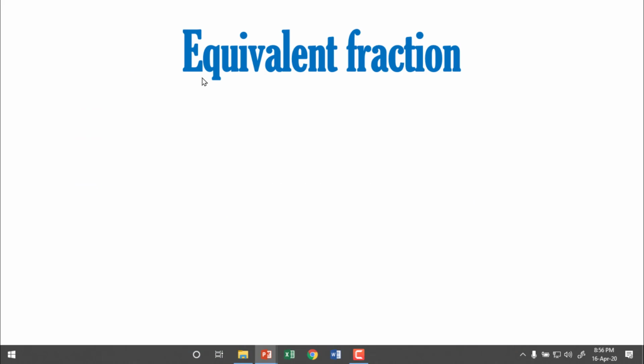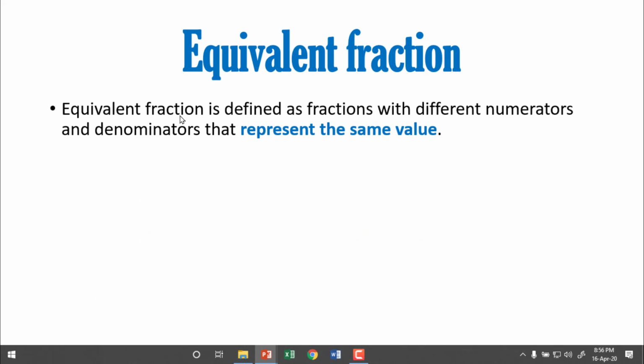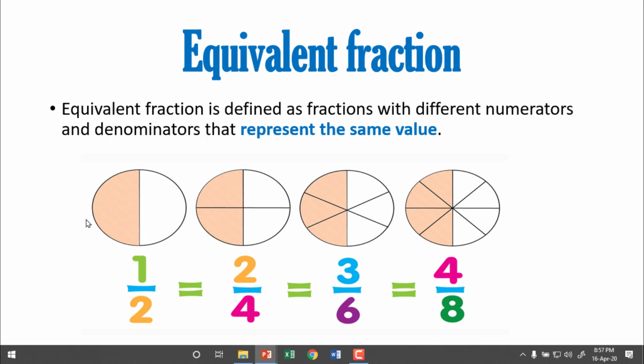Let's learn a new one, equivalent fraction. What is an equivalent fraction? Equivalent fractions are defined as fractions with different numerators and denominators that represent the same value. Let me make it clear. Here, a circle whose half part has been colored and the other half has not been colored. So this situation we can write as 1 by 2. That means one part out of 2 parts has been colored.